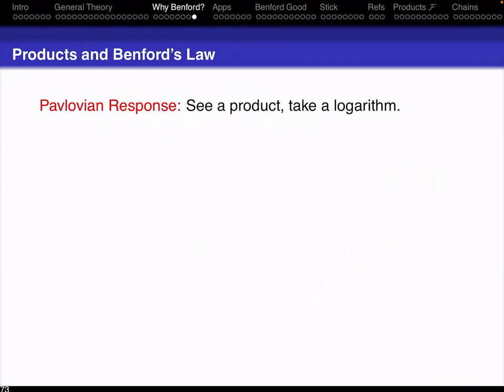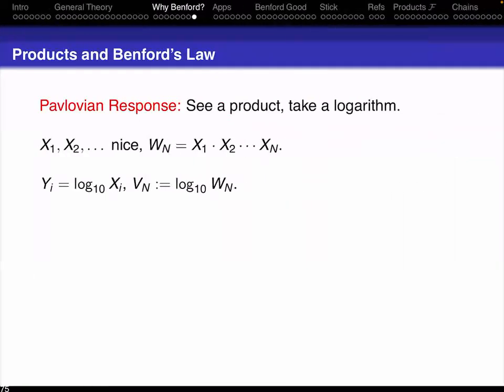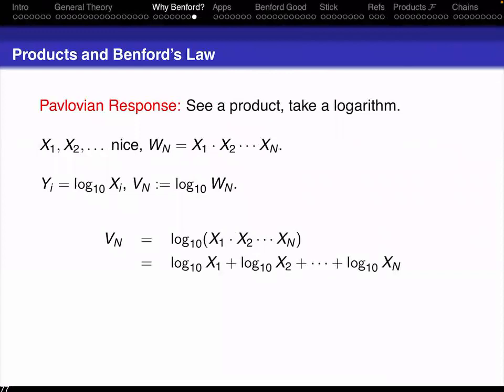All right, so again, if we see a product, we take logarithms, okay? If I die, I hope somebody will take a logarithm at the funeral service, just for old times' sake, to remember me. So imagine we have a bunch of random variables x1 through xn, and we want to look at their product. And I want to show that their product is Benford. So let's let wn be the product. I'm going to let yi be the log of xi, and let vn be the log of the w's. So vn is the log of the x's. If I expand things out, I get vn as the sum of the logs.